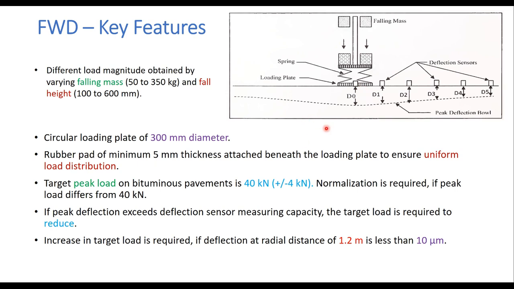The target peak load here is 40 kilonewton plus or minus 4 kilonewton, and if it is not this, then we need to make some adjustment in the deflection profile so that it represents a load of 40 kilonewton. Care should be taken that if peak deflection exceeds the sensor's measuring capacity, the target load should be reduced, and the target load should be increased if deflection at radial distance of 1.2 meter is less than 10 micron.